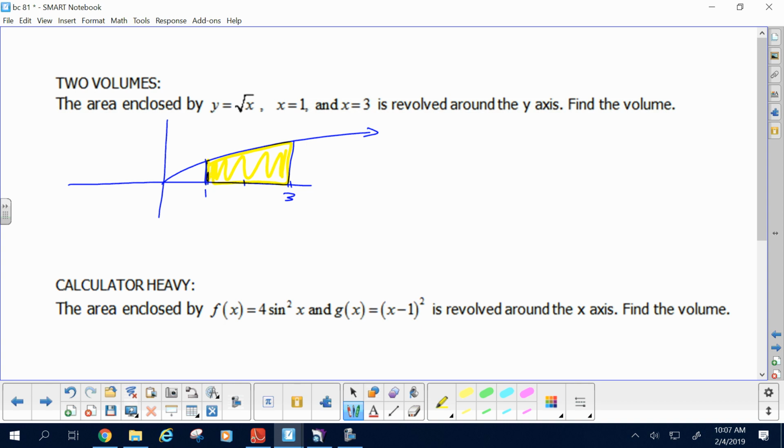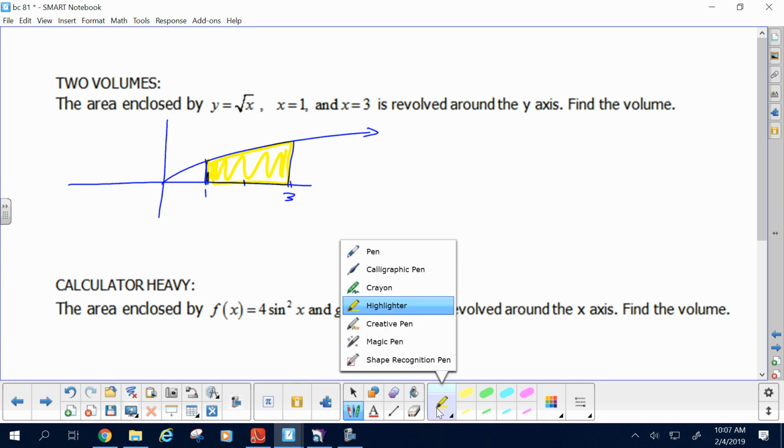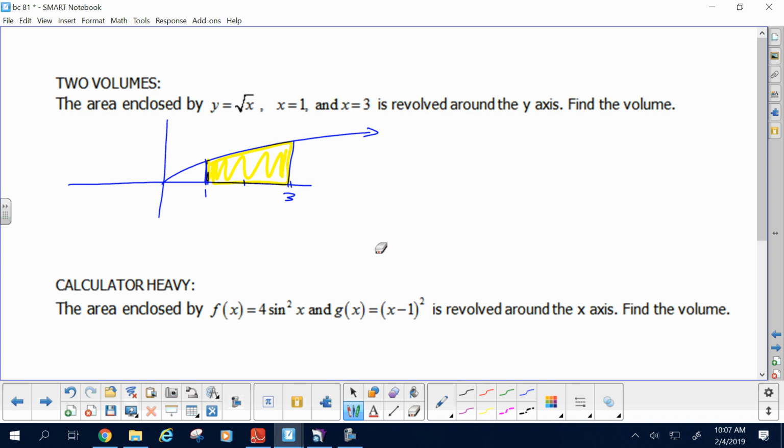If I revolve that around the y-axis, you have to be careful because you're going to get two different situations. Would you draw me? Oh, that's the most terrible reflection. Would you give me two slices? One down here, and then one up here where the curve is happening.